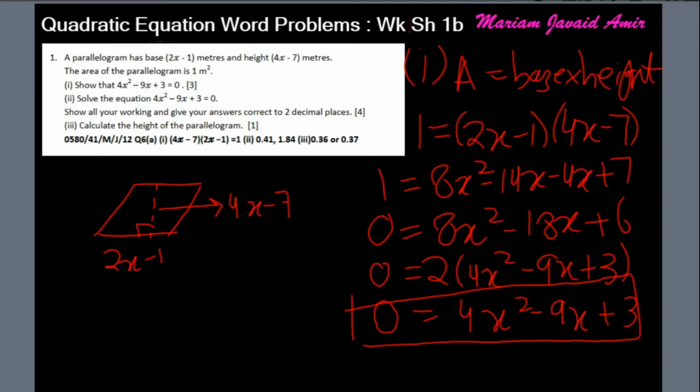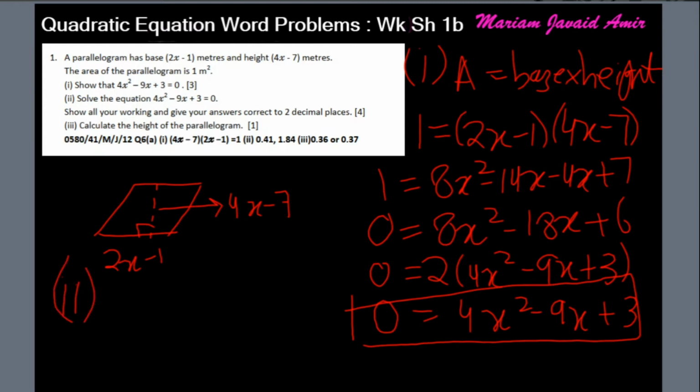for part 1. Part 2, solve this equation showing all your working and giving your answer correct to 2 decimal places. So the answer will be in 2 decimal places. This is your hint that you'll be using the quadratic formula, and factorization, also known as middle term breaking, won't work here. Also, whenever it's a 4-mark question, usually you'll have to apply the quadratic formula. The factorization won't work. The factorization part is usually for 3 marks or 2 marks. Alright, so let's do part 2.